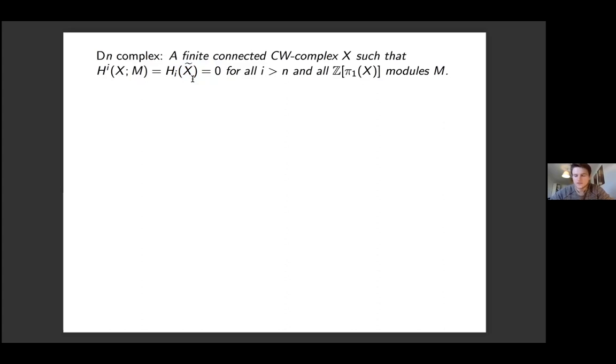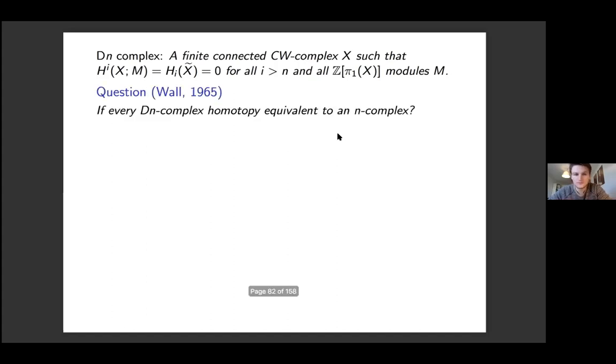Okay, so what is a Dn complex? Certainly every n-dimensional CW complex will satisfy this property, given that it's n-dimensional. So it's really the question of whether every Dn complex is actually homotopy equivalent to an n complex. This was a question asked by Wall in 1965. What he proved was that the answer is yes for n at least 3. So for example, every D3 complex, i.e. any finite complex with these conditions, is actually homotopy equivalent to a 3 complex.